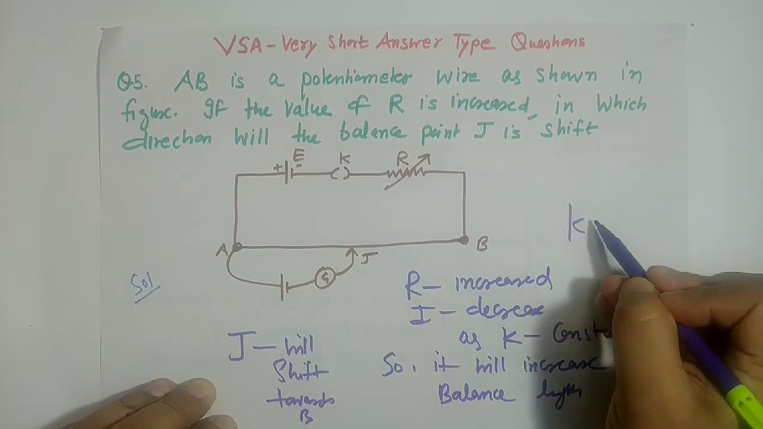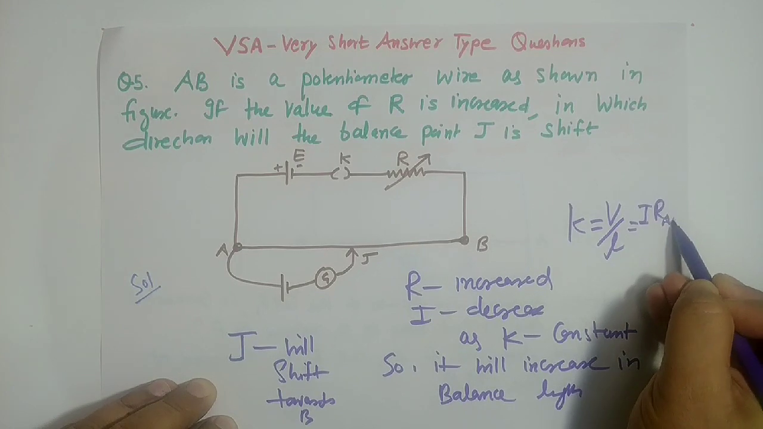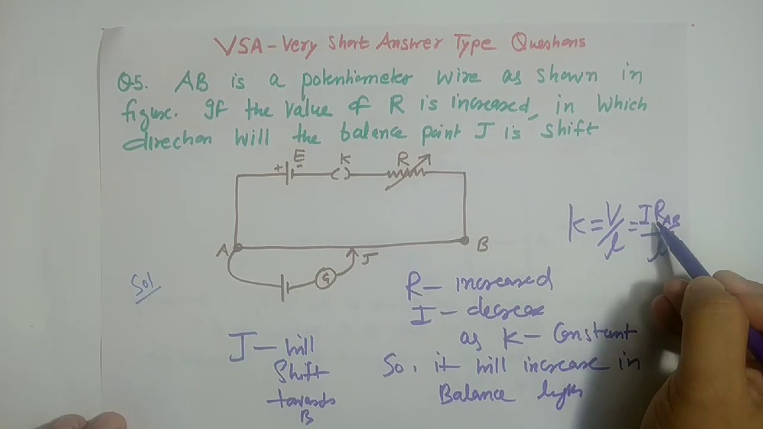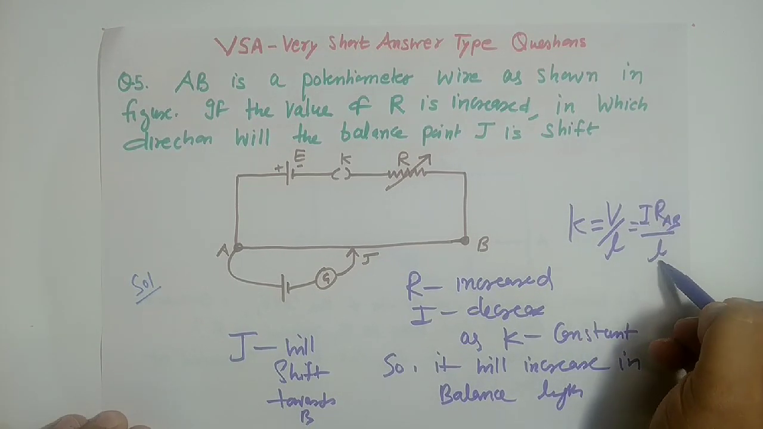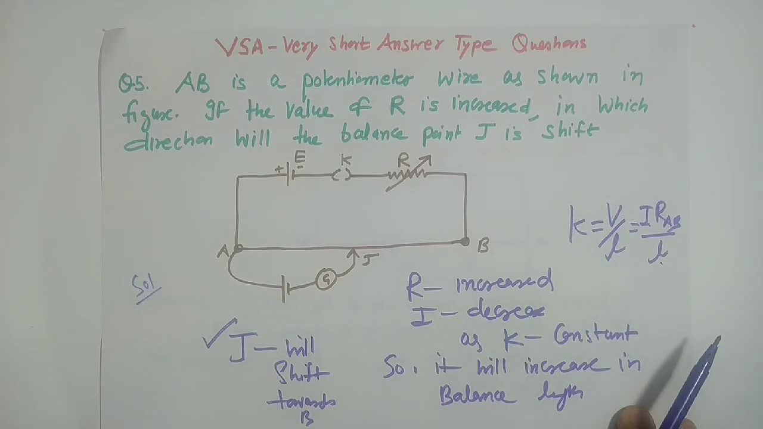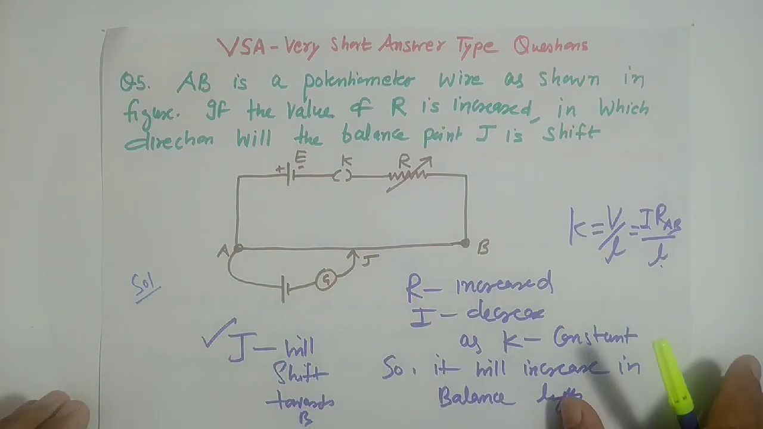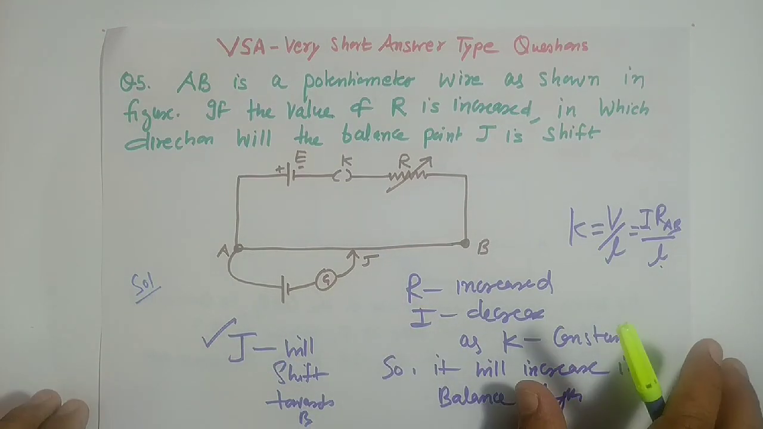As we know, K is V by L and K is I R AB by L. So when I is decreasing, L will increase. So this is the answer. Got it or not? So this is the concept for question number 5, how this potentiometer concept works.